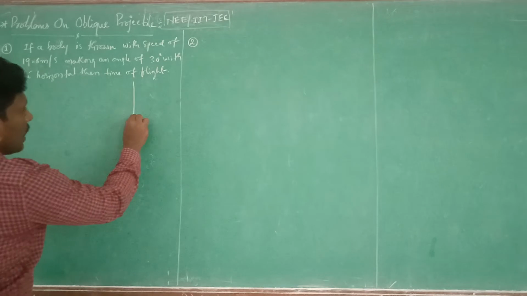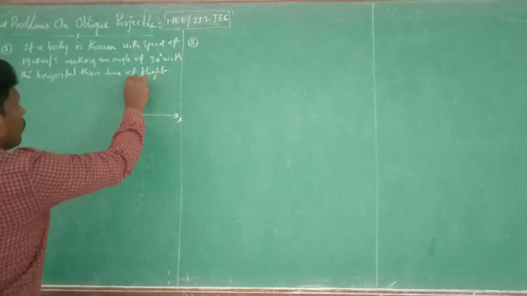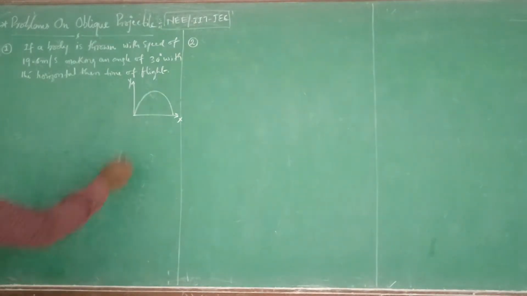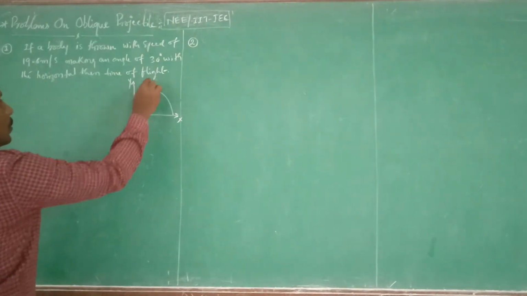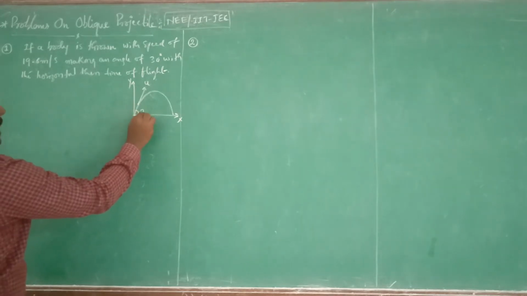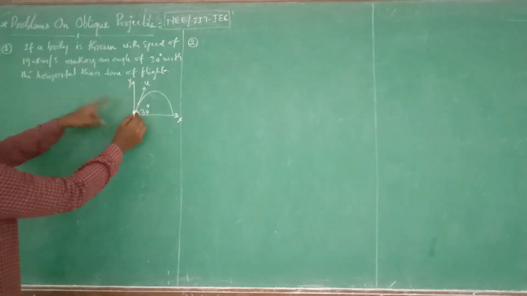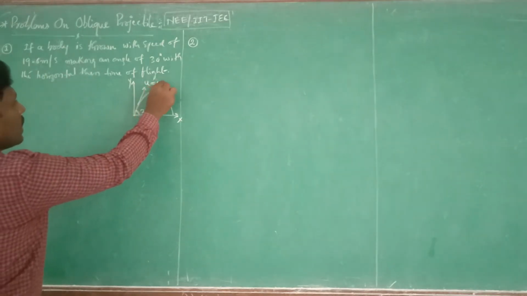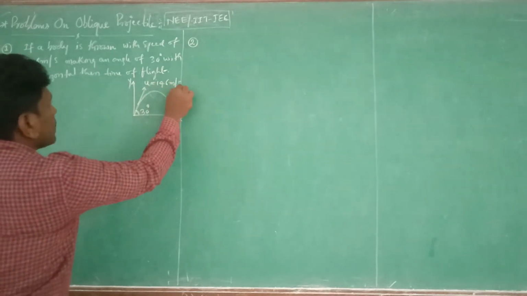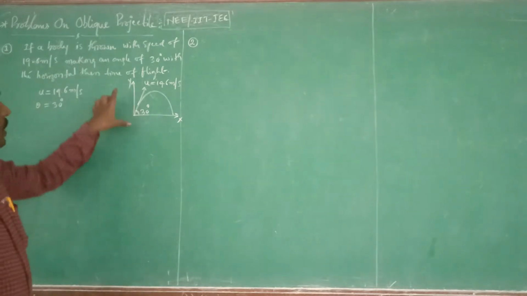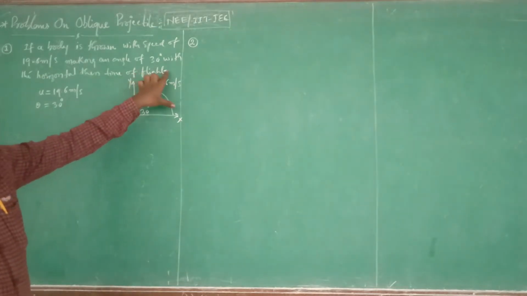So we know the x-axis and y-axis. Let us consider an object which is thrown with some initial velocity u, making an angle of 30 degrees, theta equals 30, with the horizontal. These velocities are how much? 19.6 meter per second. Write down the given values. u equals 19.6 meter per second and theta equals 30 degrees, and we need to find the time of flight.